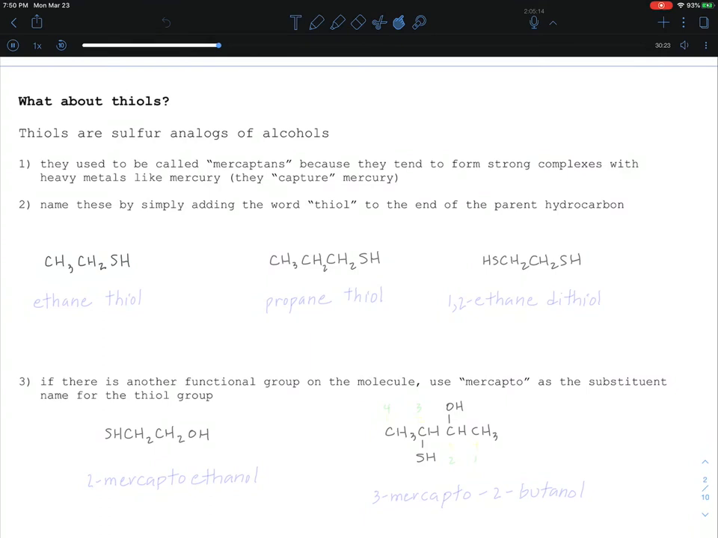So let's name a few of these. What you're going to do is basically just add the word thiol to the end of the parent hydrocarbon. This is not complicated. So for example, that first one there, you see there's an ethane derivative, right? So this is ethane. And what's different about this ethane? It is a thiol. The end. They're not too bad. So what about the next one? So that's 3 carbons. This is propane. And then thiol.